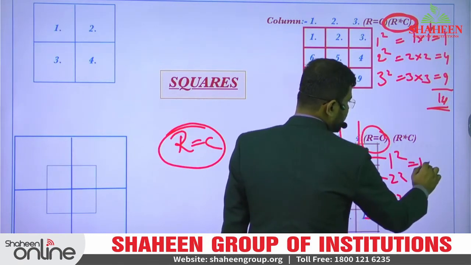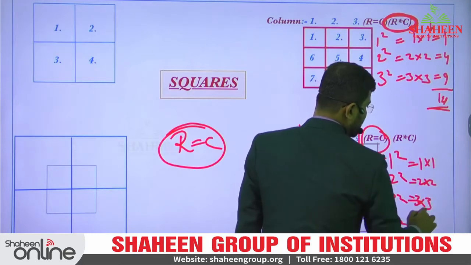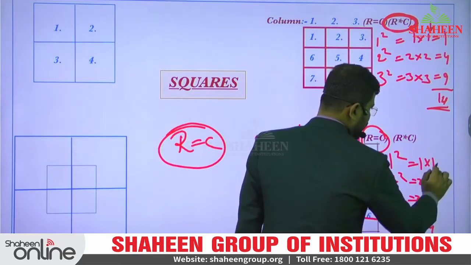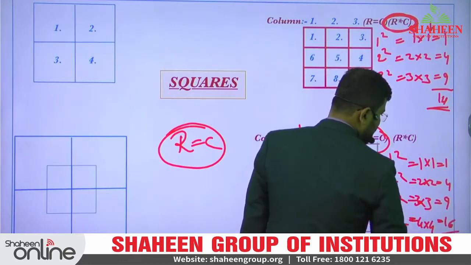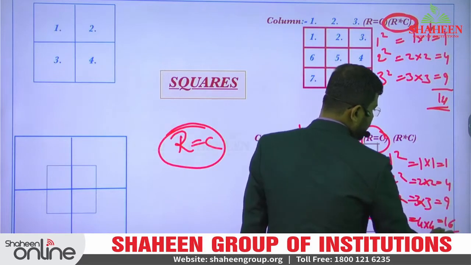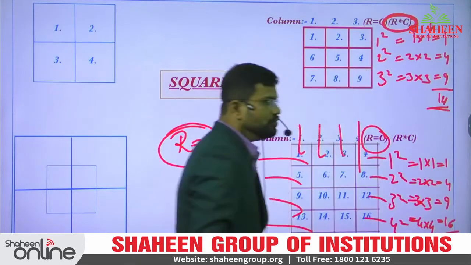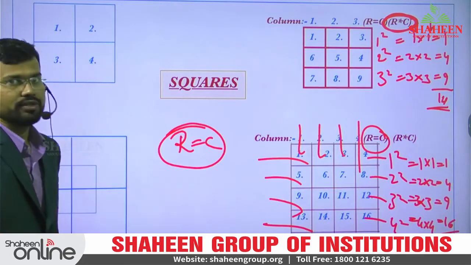So again here 1 square, 1 into 1, 2 square, 2 into 2, 3 square, 3 into 3 and 4 square, 4 into 4. 1 square is 1, 2 square is 4, 3 square is 9, 4 square is 16. What's the answer? 9 plus 1 is 10, 16 plus 4 is 20, 20 plus 10 is 30. Sorry, there are 30 squares in the given figure.